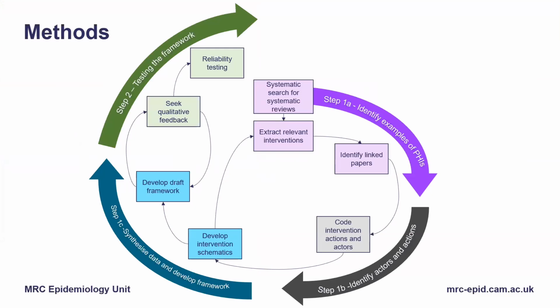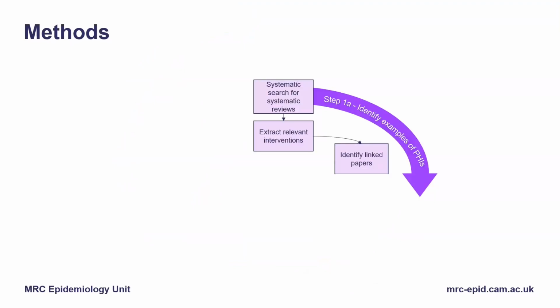So the methods for developing the framework were iterative, as you can see from this diagram. We moved backwards and forwards through each of these main stages. Given the time, I'm not going to go through these in detail, but I'll very briefly explain how we did it. So the first stage was that we identified examples of population health interventions by systematically searching databases for systematic reviews on dietary and physical activity interventions.